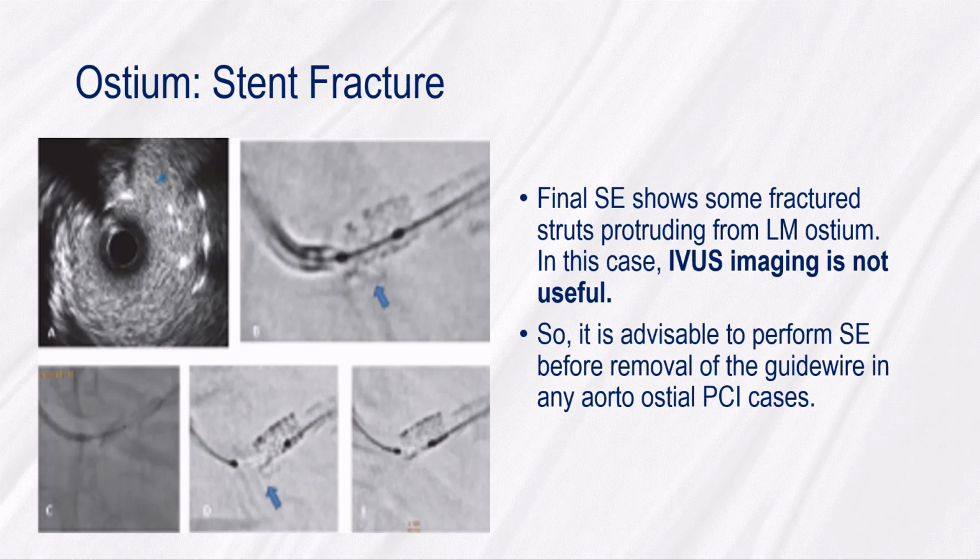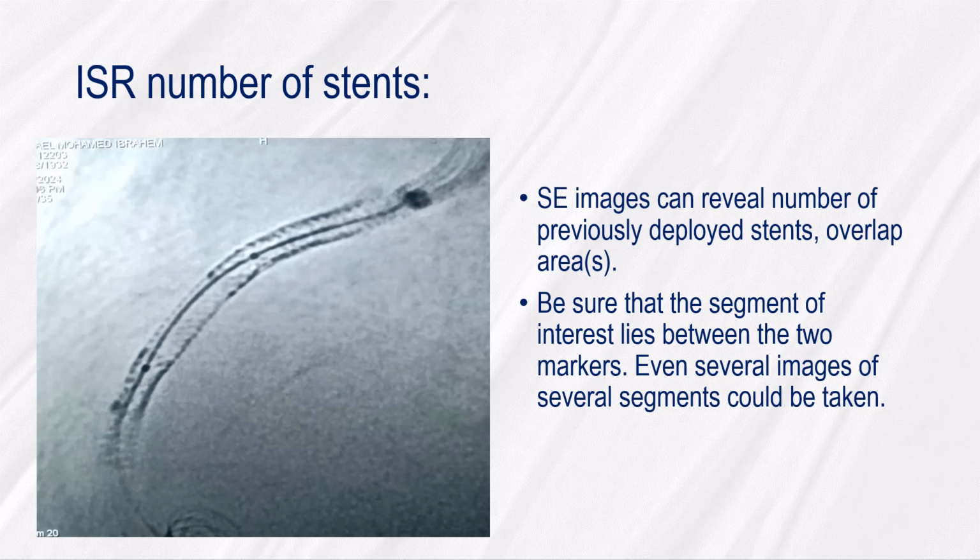Final stent enhancement images may show some fractured struts protruding from the left main ostium. In this case, IVUS images are not useful. So it is advisable to perform enhancement images routinely before removal of the guide wire in any aorto-ostial PCI cases. Stent enhancement images have a very important role in cases of in-stent restenosis. It can reveal the number of previously deployed stents and overlap area when cine is not useful.